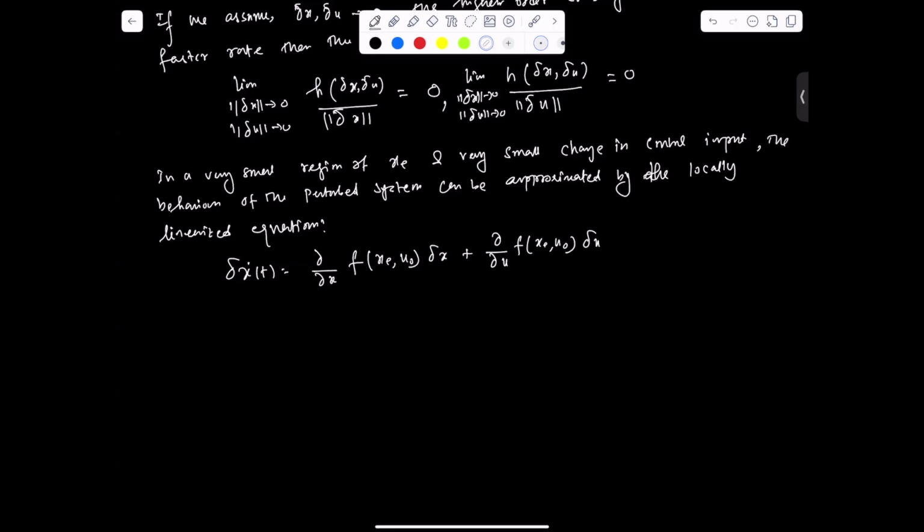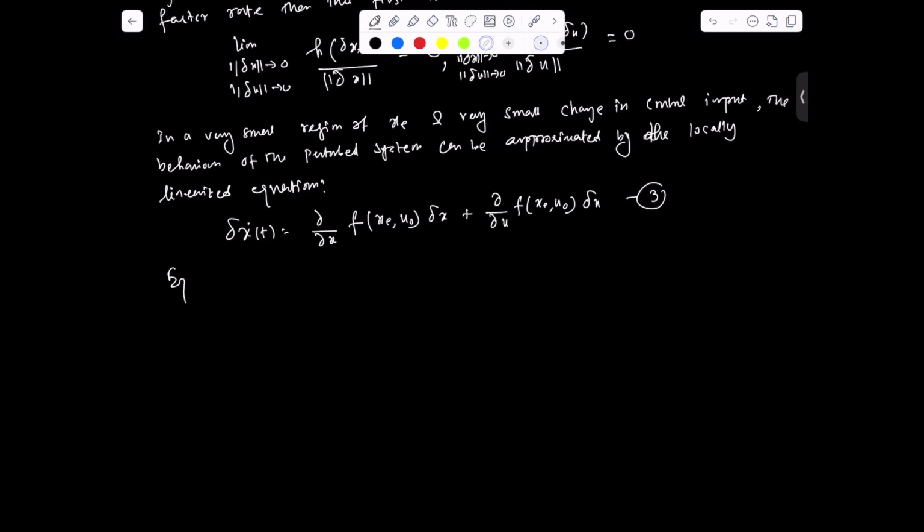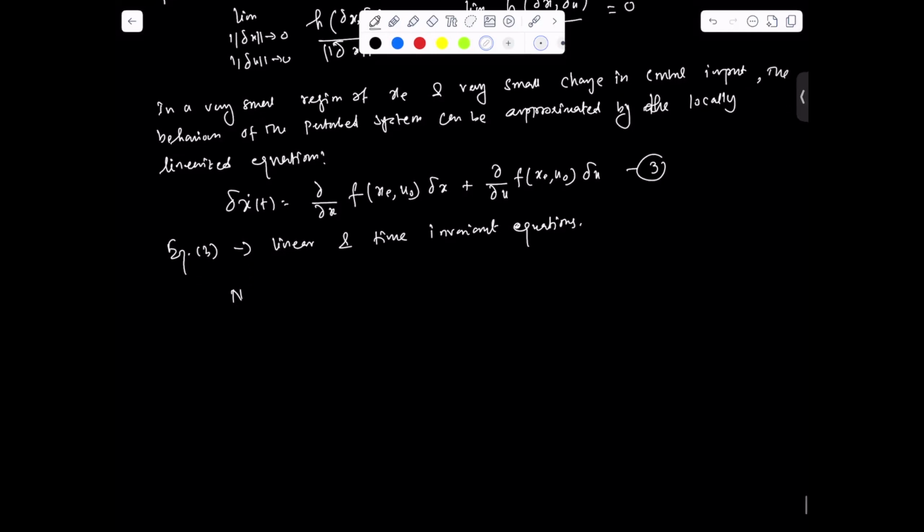Now we can say equation 3 is basically a linear time invariant equation. So this is how we can convert a nonlinear system. If you have a nonlinear system and we apply this Taylor series expansion, we can get the LTI system.